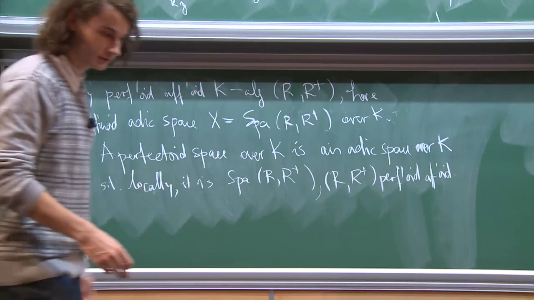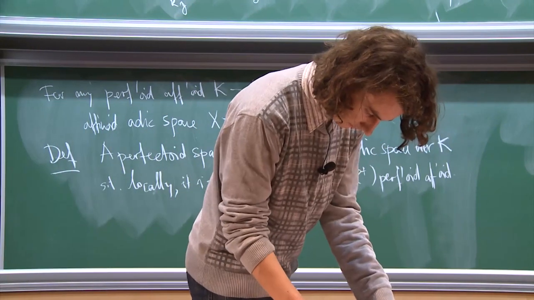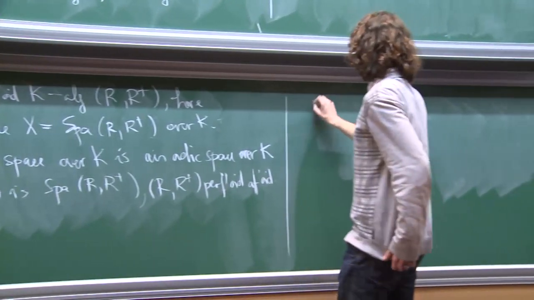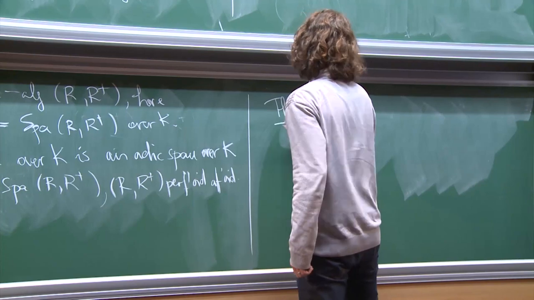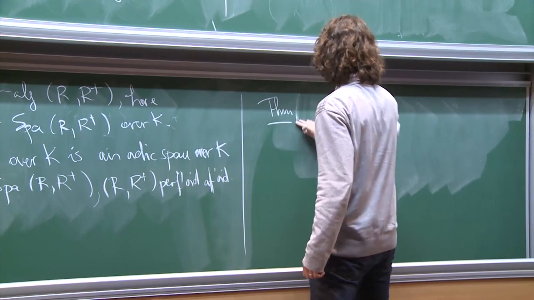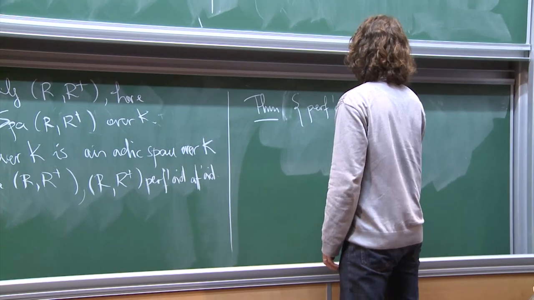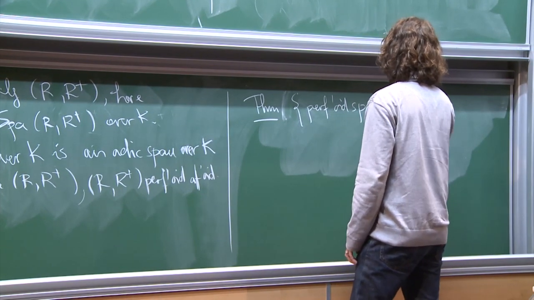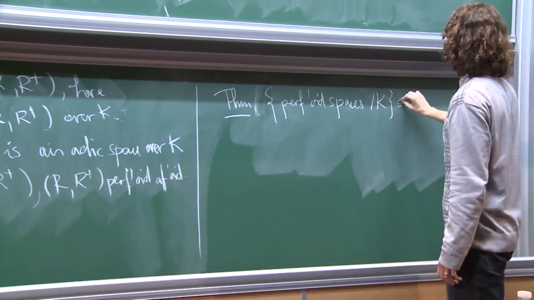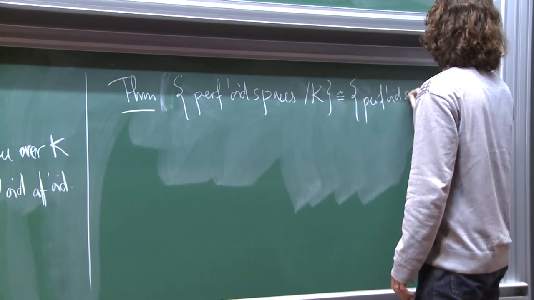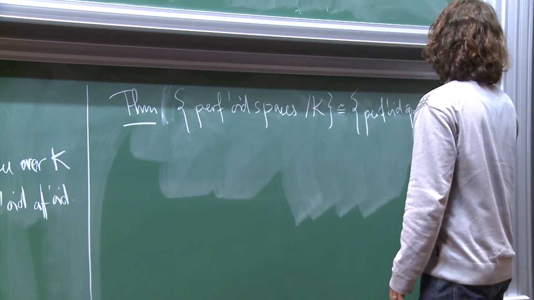It is now a formality that we have, again, a tilting equivalence, so the category of perfectoid spaces over K is equivalent to the category of perfectoid spaces over K flat.